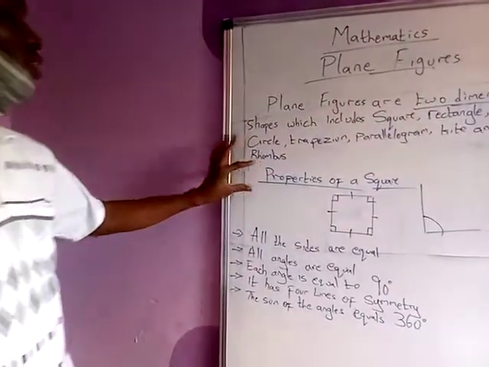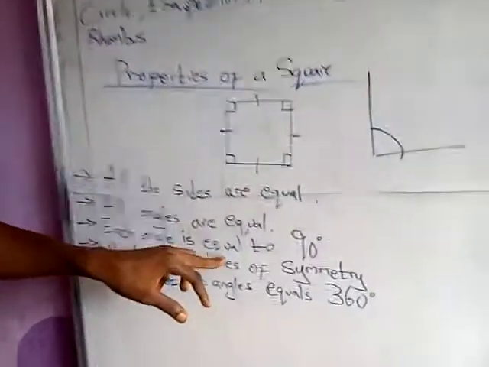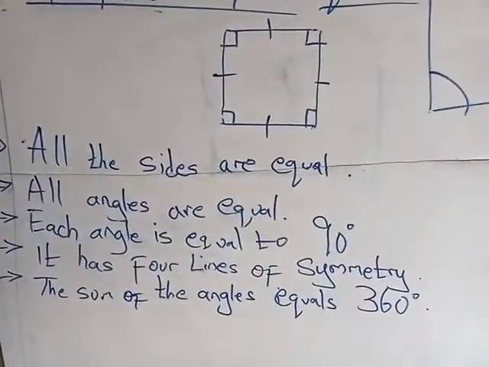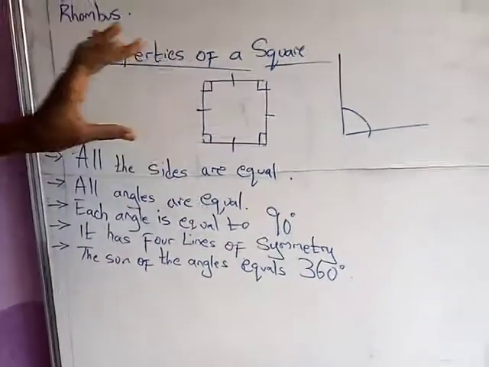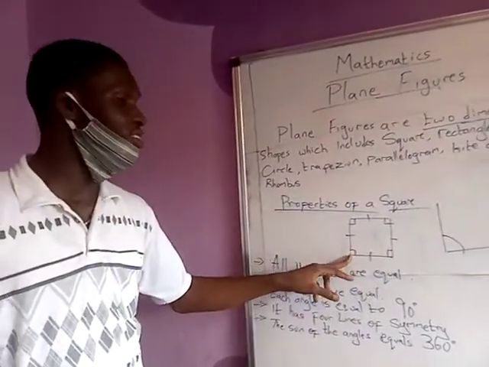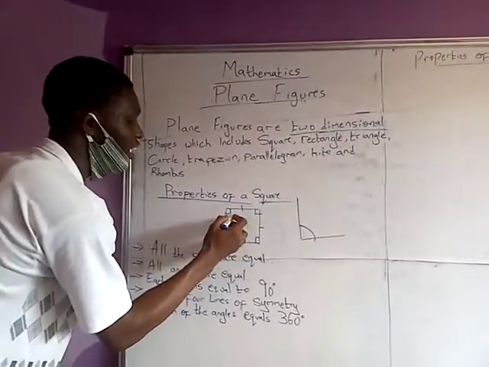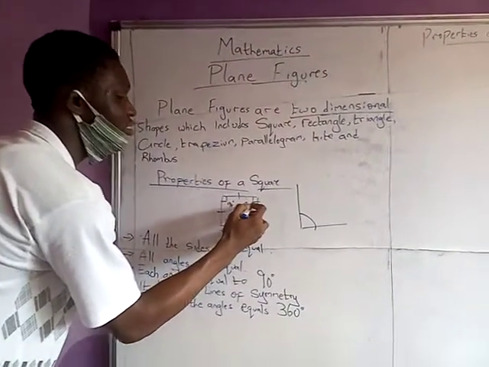Another property of a square is that each angle is equal to 90 degrees. Each angle of a square is equal to 90 degrees. This is 90 degrees. This is 90 degrees. This is also 90 degrees. This is also 90 degrees. They are all 90 degrees.